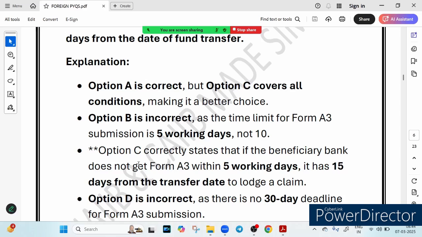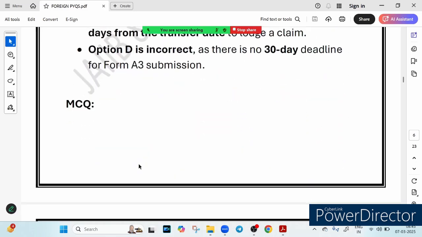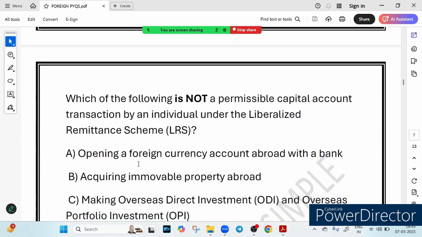So see what is happening here. The two banks are there. One is the remitting bank, the other is the beneficiary bank. Someone is receiving, someone is giving. That's it, right? So the remitting bank must send a message that we undertake to send Form A3 separately, right? And the beneficiary bank must receive Form A3 within 5 working days or a penalty is imposed. And if it does not receive Form A3 within 5 working days, it must lodge a claim within 15 days. So this is the timeline which you must note down, and questions on timelines are very frequently asked in examinations.